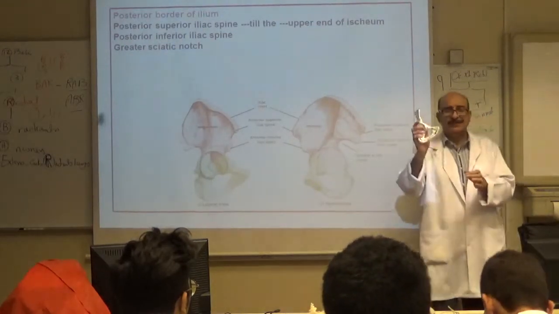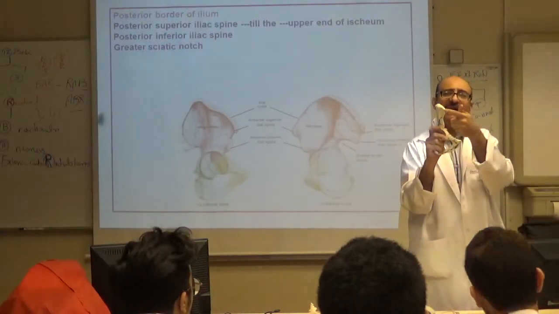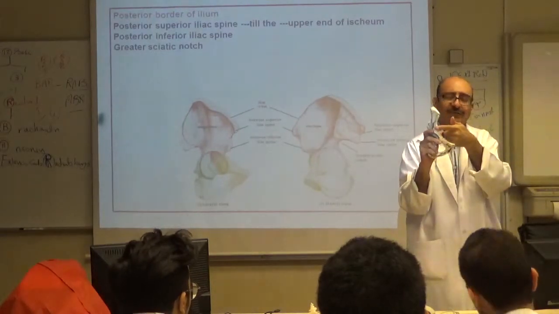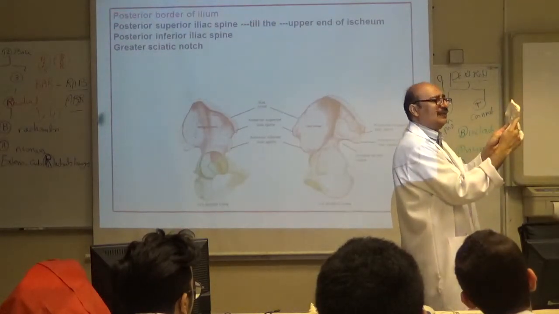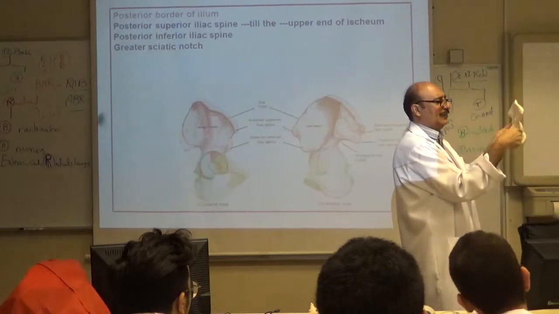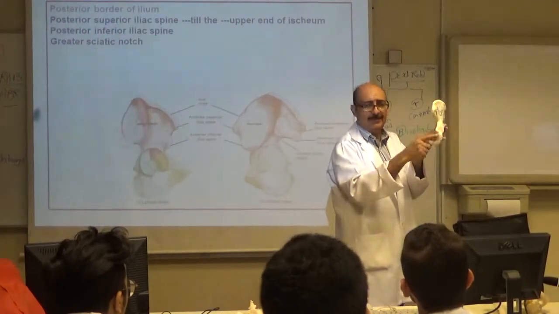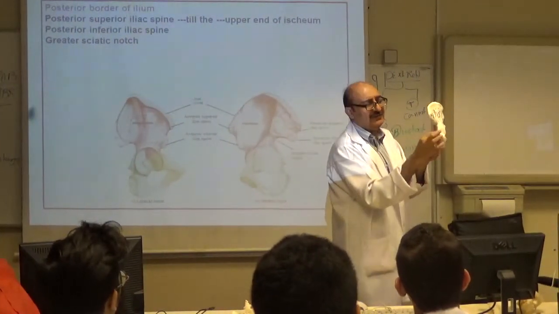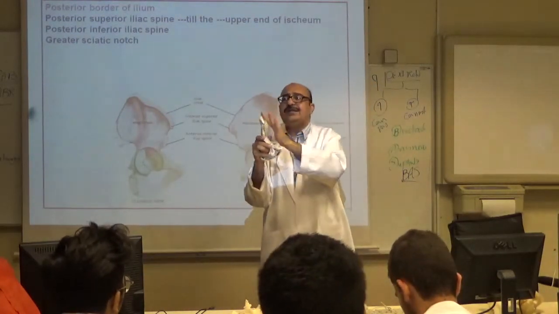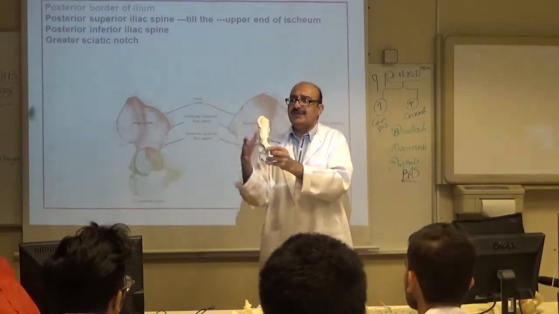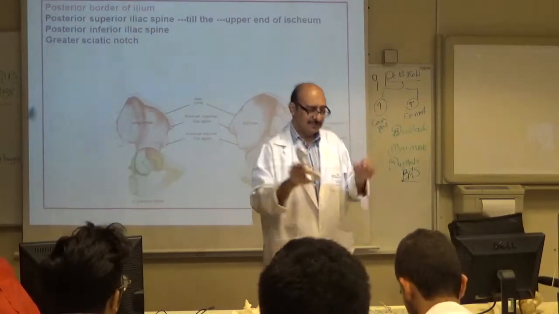So differentiate again. Very easy, quickly now. Anterior border: anterior superior iliac spine, anterior inferior iliac spine. Good? Posterior border: posterior superior iliac spine, posterior inferior iliac spine, greater sciatic notch, ischial spine, and lesser sciatic notch. Ischial spine, because this bone is ischium, so it is the spine of the ischium. Good. Crest, medial lip, lateral lip, gluteal surface, iliac fossa, sacropelvic surface. Clear now? Good.